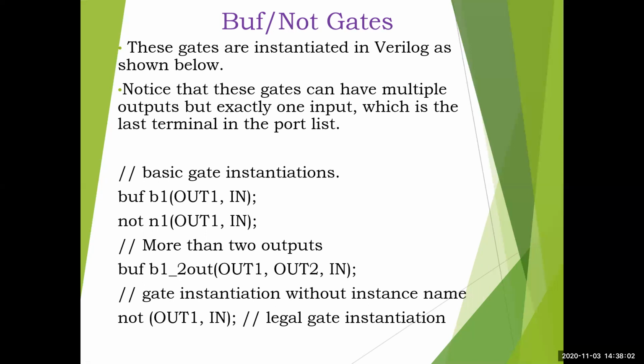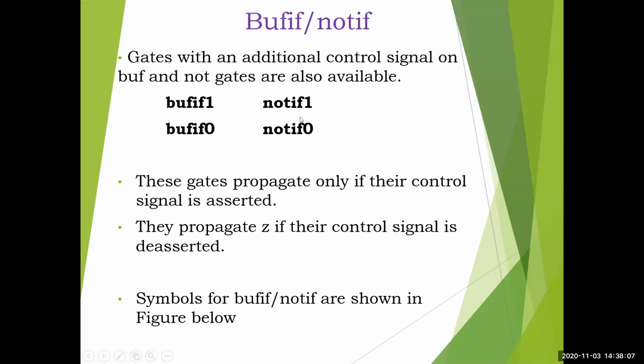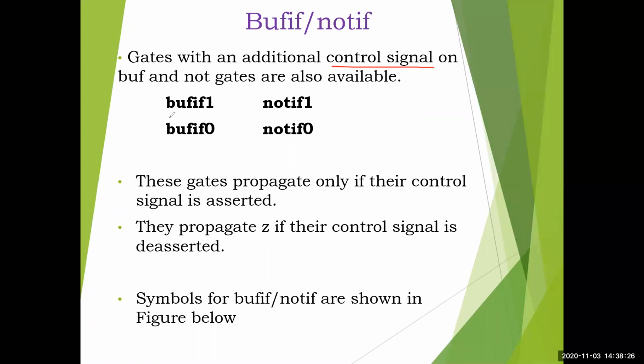Now there are variations of these buf and not gates, with a control signal, that we will look at. That is bufif and notif. Gates with an additional control signal on buf and not gates are also available. So we'll have an additional control signal, which acts as an input. They are bufif1, bufif0, and similarly notif1 and notif0. So these are the 4 variations we have.